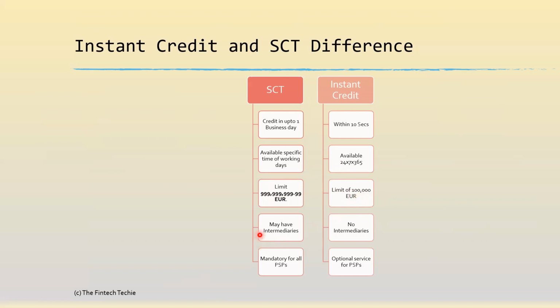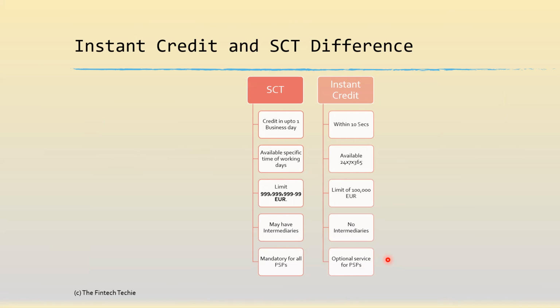An SCT may have intermediaries, but instant credit has absolutely no intermediaries. It's a direct bank-to-bank transfer or a PSP to PSP transfer via 1 or 2 CSMs. It is mandatory for all PSPs to be onboarded to an SCT. However, this is an optional service for PSPs. Now, because it is optional, we have not seen so much uptake on the instant credit. Not many PSPs have signed up for it.